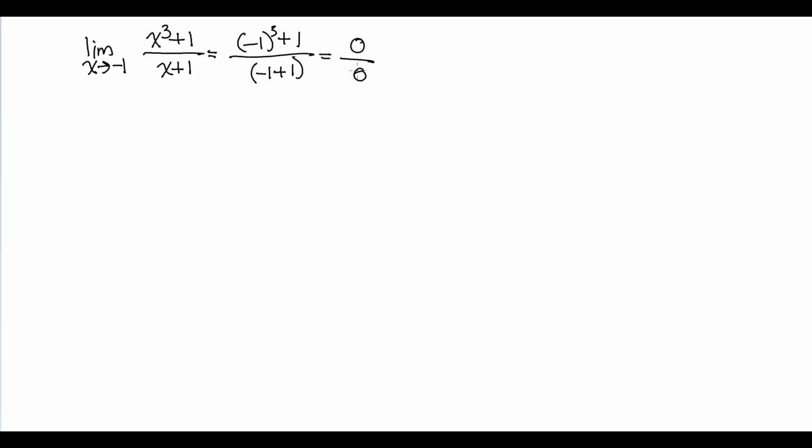One side note: if you do not get a 0 in the top, if you get something like 2 over 0, that means the limit does not exist, because the numerator and the denominator approach different values. So the limit does not exist if it's this. If it's this, then it's indeterminate. And there is possibly another way to figure this out.